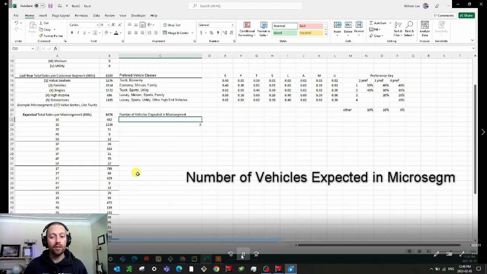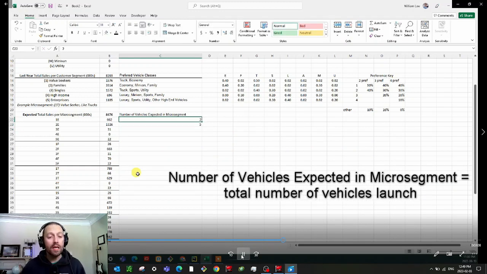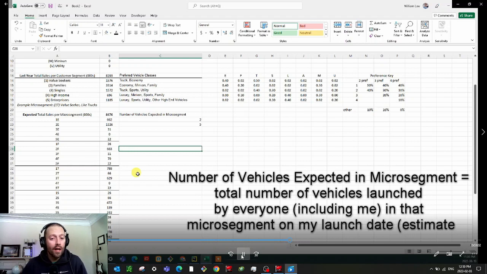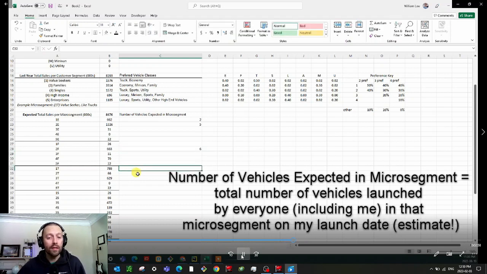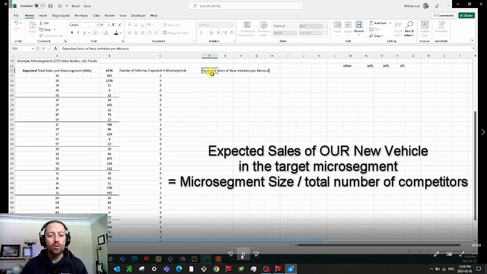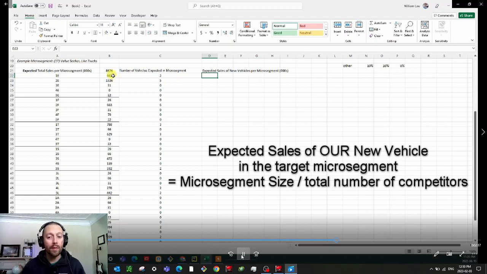The number of vehicles expected in that microsegment are the vehicles that exist right now and the ones that will be developed between the time that we start development of our new vehicle and the time we release that vehicle. And so it's a bit of a guess, but I think it's a pretty good idea to say that there's going to be at least one other vehicle, one other company that's going to release a vehicle for that microsegment as well. So that means the expected sales of our new vehicle in that target microsegment is that microsegment total size divided by the total number of vehicles that will be in that microsegment or that are focused on that microsegment.